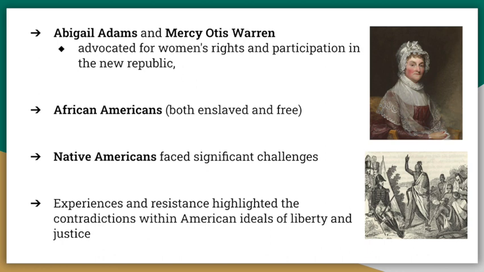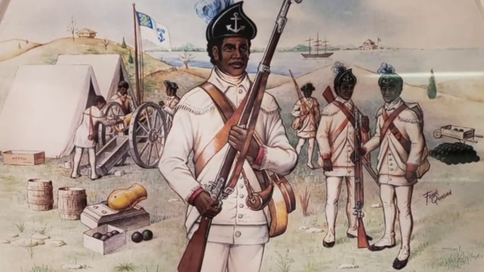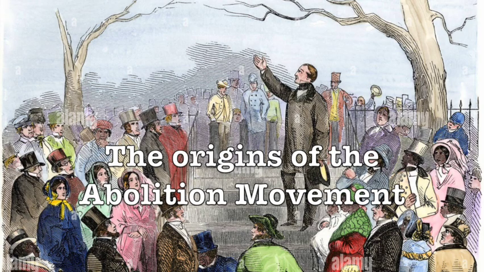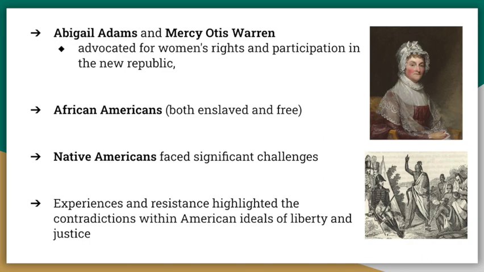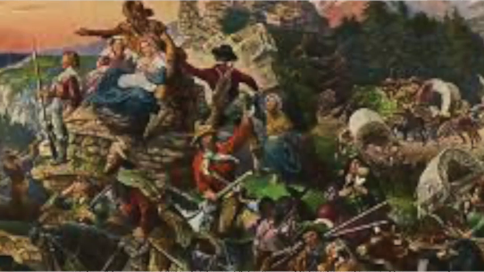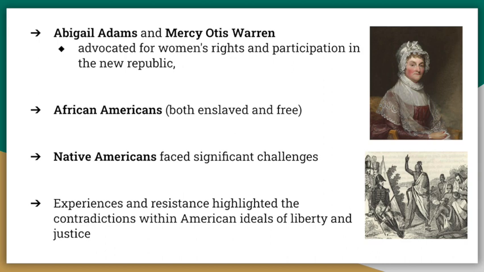African Americans, both enslaved and free, contributed to the Revolutionary War cause and began to articulate their own claims to promises of liberty and equality, as seen in the writings of figures like Phyllis Wheatley and Petitions for Freedom by Enslaved People. And think of the early origins in the nation's history of the abolition movement. Native Americans faced significant challenges, as American expansion often meant displacement and conflict. Their experiences and resistance highlighted the contradictions within American ideals of liberty and justice.